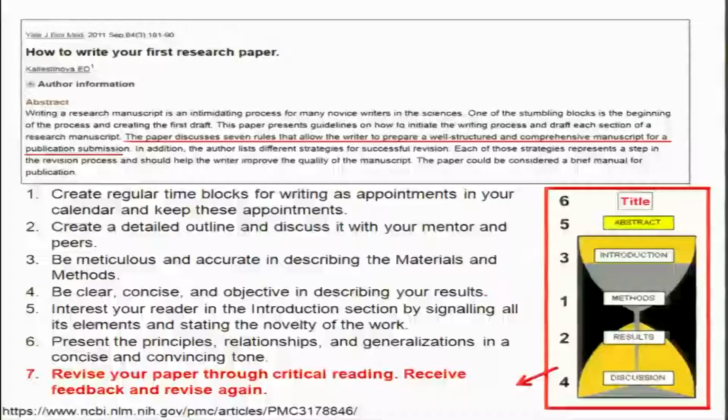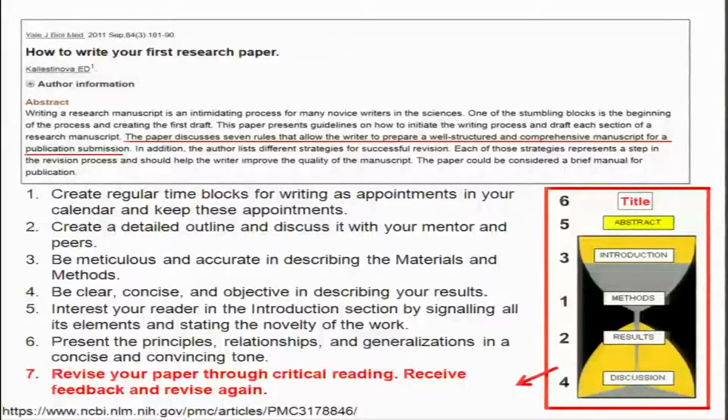If you ask me the question, are we done with that? No. We are yet to discuss something which is equally important, that is the 7th bullet in this particular slide, coming from the paper, how to write your first research paper, which says revise your paper through critical reading, receive feedback and revise again. The meaning of this particular bullet is that if you have written your research paper, it does not mean that it is complete, it is still incomplete.